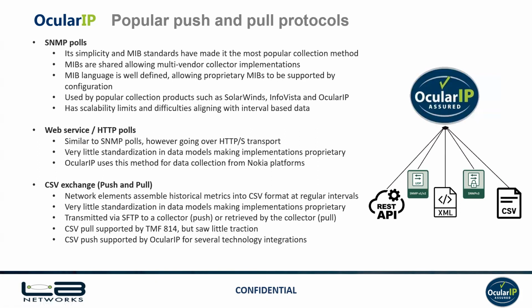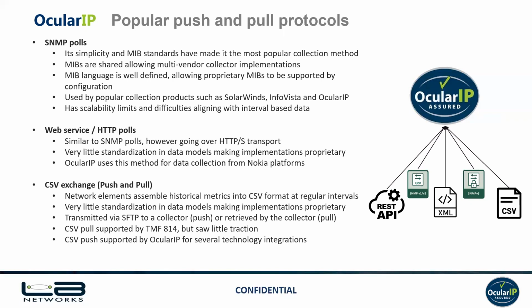If you look at the popular push and pull protocols today, we will find three main protocols. The first one is SNMP. SNMP has been around for a long time. Its simplicity and MIB-based data model have made it the most popular collection method on the market today. MIBs are standardized and shared, allowing multi-vendor collector implementations. Likewise, the MIB language is well defined, such that even proprietary MIBs can often be supported by simple configuration. This protocol is used by popular collector products, such as our very own Ocular IP. This protocol does have some scalability limits, however, and care must be taken to ensure that the polling collects the correct intervals at the correct time.